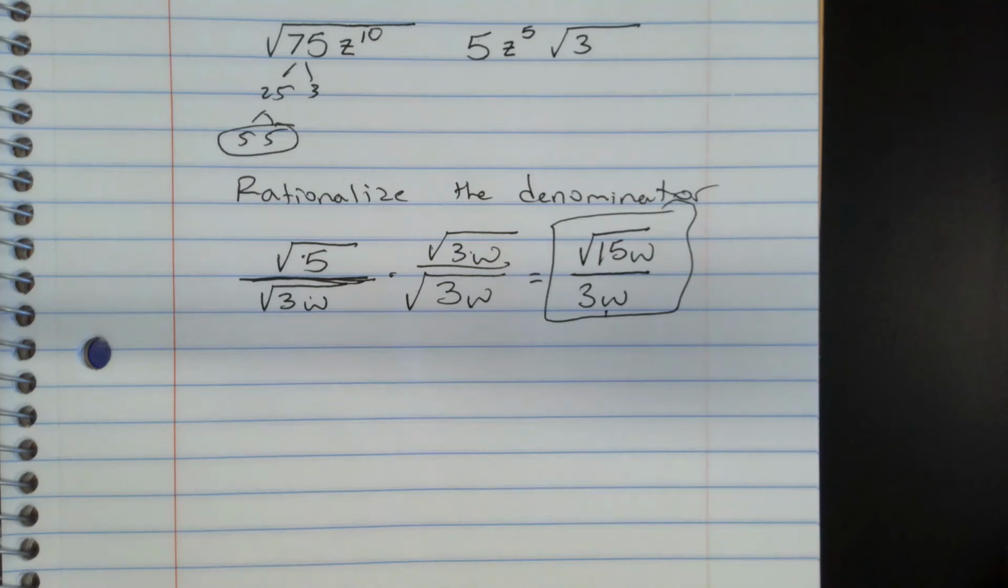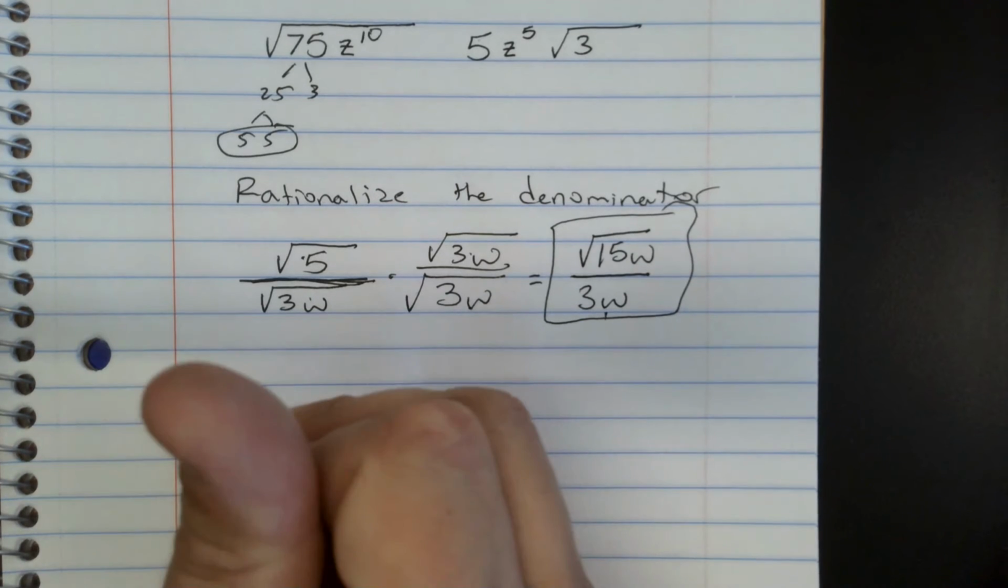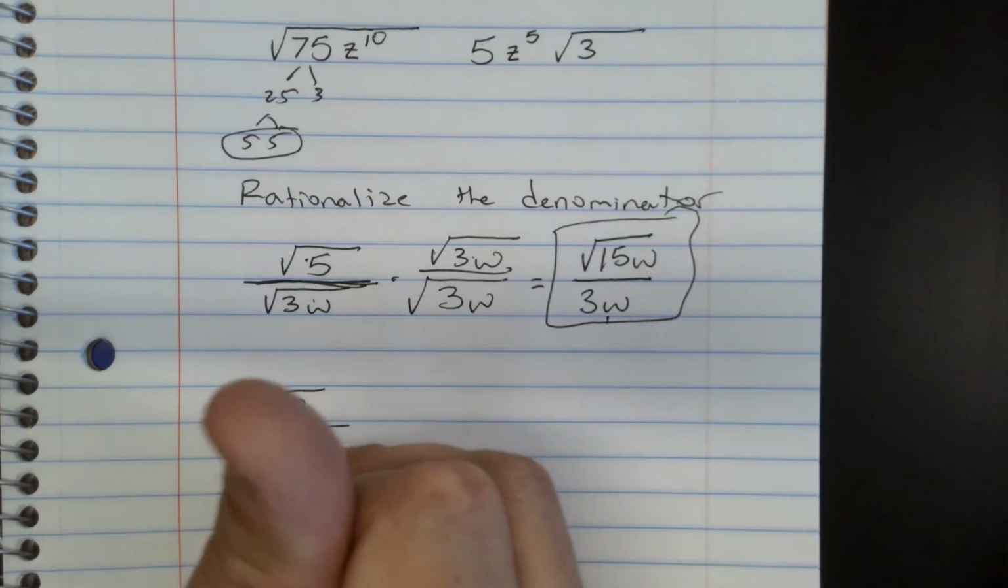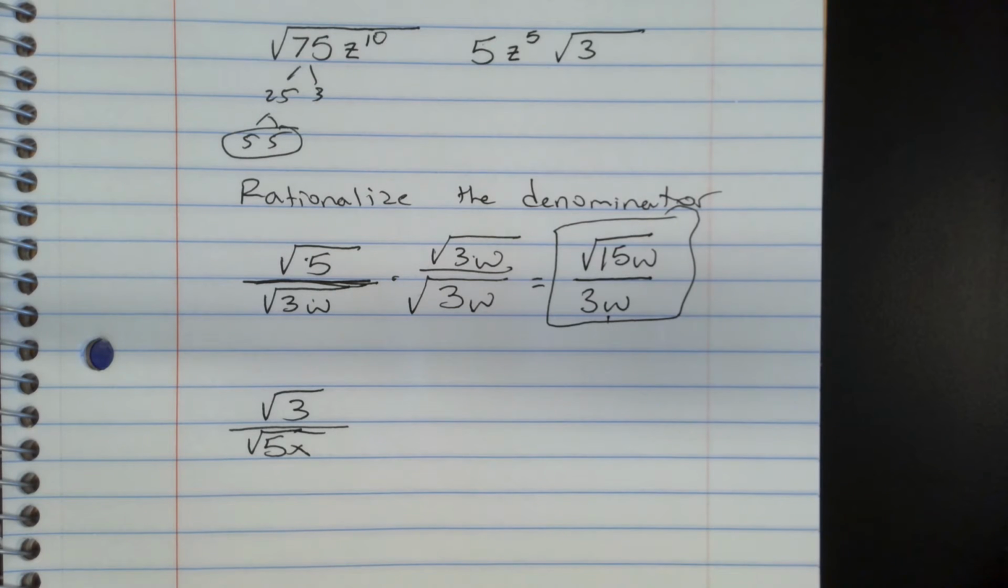Okay, now look, you may ask yourself, well, that's not really simplified. Yeah, it is, because the root's out of the bottom. You can't do these as long as the root's in the bottom. Okay, here's another. The square root of 3 over the square root of 5x. I want everyone to do that one on their own. Go. Simplify that.